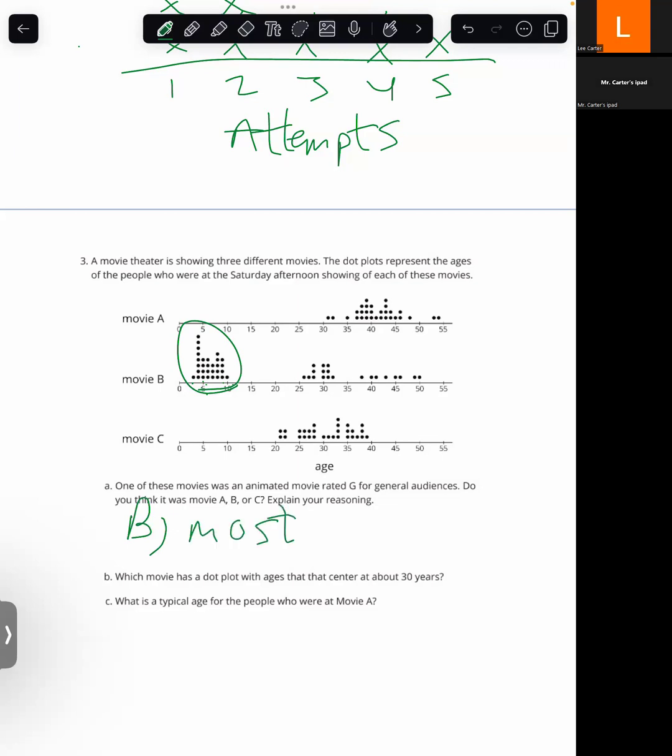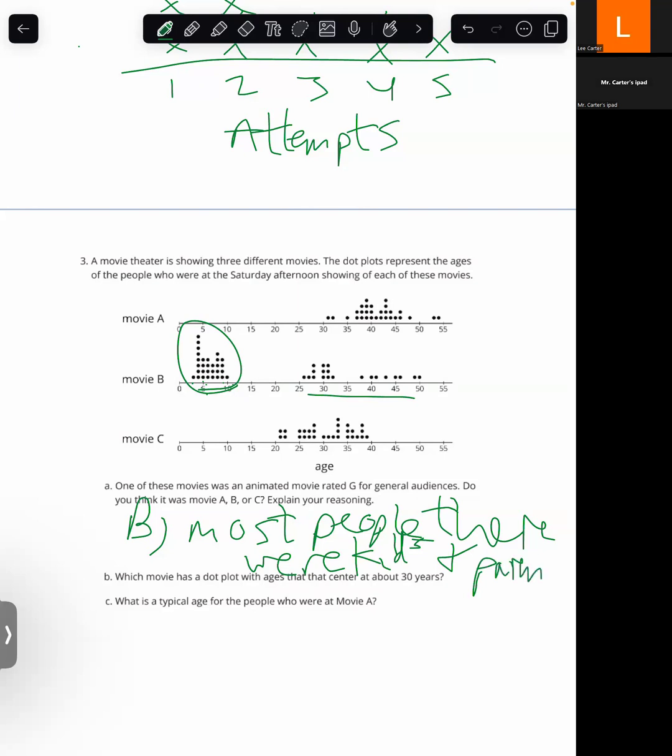Most people there were kids, or maybe their parents, right? Because you see some who are over here in the parent age. You can notice that in the other ones, people are 20, 25, 30, 35, 40, all of this, but not in B.